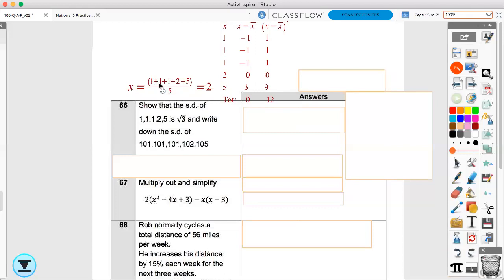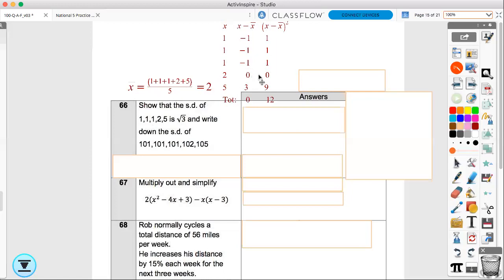Remember how you do your mean? Add them all up, divide by the number that you've got. Then now you do x minus x bar. So 1 minus 2 is -1. 1 minus 2, 1 minus 2. So 3 of them. 2 minus 2 is 0, and 5 minus 2 is 3. And quickly you can add all these up. 3 minus 1 minus 1 minus 1 is 0. So I've got a good feeling that I've got the right answer here.